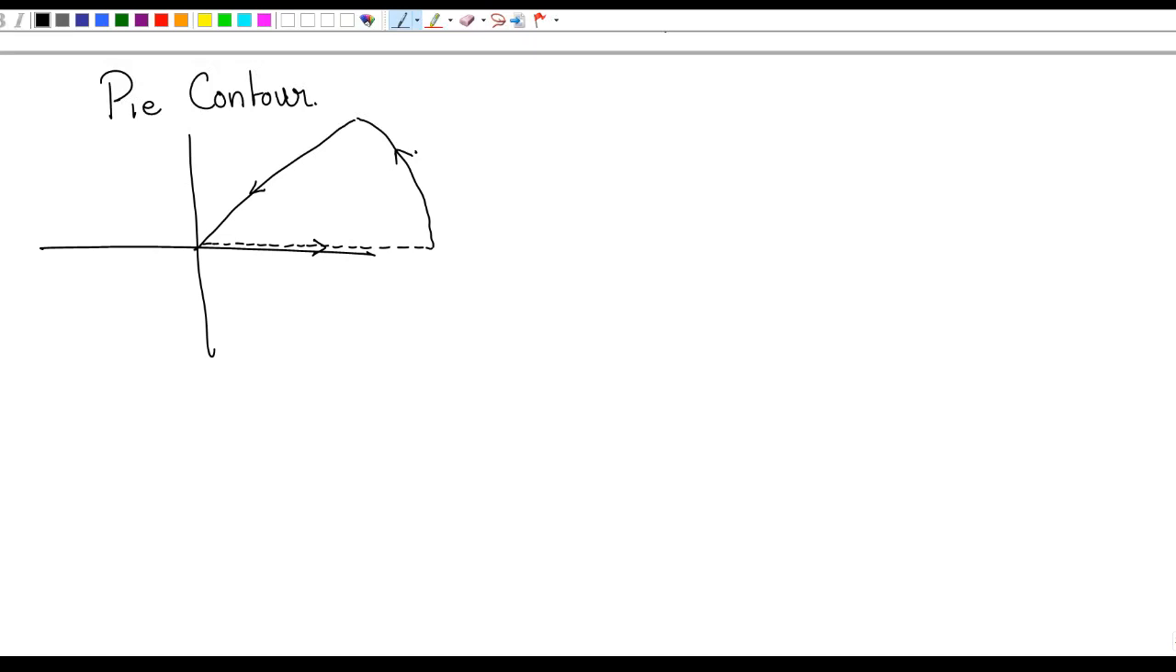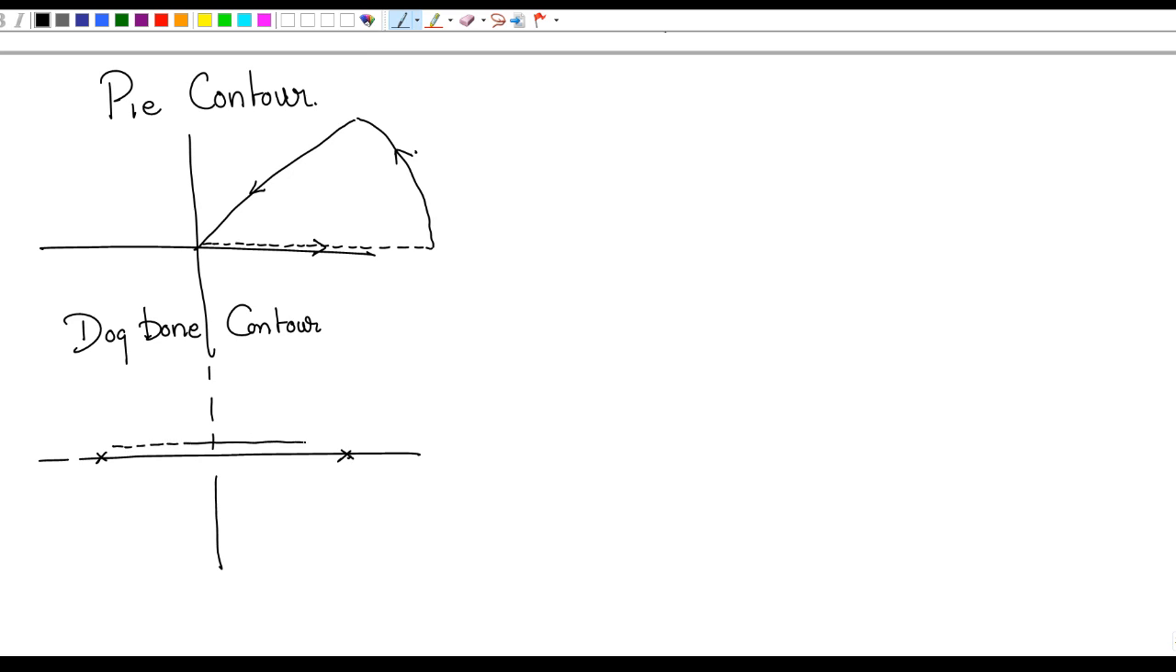And lastly, the dog bone contour. Anywhere in the whole question paper, if I say dog bone contour, you should know what I mean, and it is there in the booklet. So you have two branch points, and you go around one branch point, you come back, you go around the other branch point and connect. Okay, this is the dog bone contour.